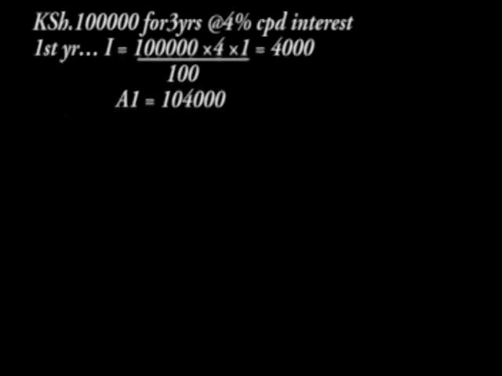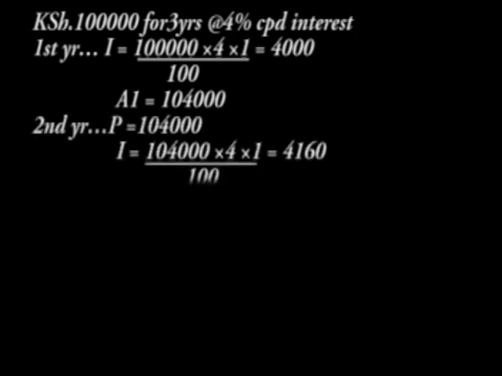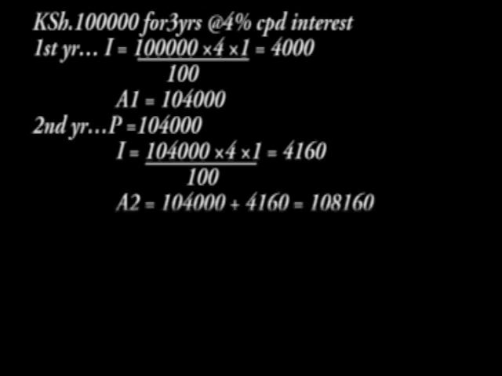Taking this amount to be the principal for the second year, we shall have interest of 4,160 shillings. Now the amount at the end of this second year will be 104,000 plus 4,160, which is 108,160.